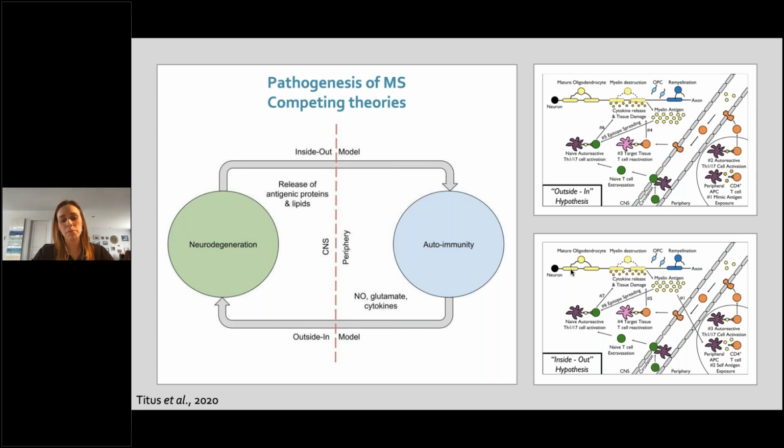On the counterpart, the inside-out model states that MS pathogenesis will begin with the release of myelin antigens from injured myelin inside the CNS to the periphery, followed by the presentation of myelin epitopes and activation of autoreactive T cells in the periphery. The activated T cells then migrate inside the CNS, where they are reactivated, and then they release cytokines, leading to further myelin damage.